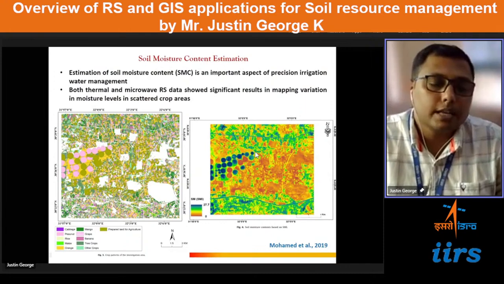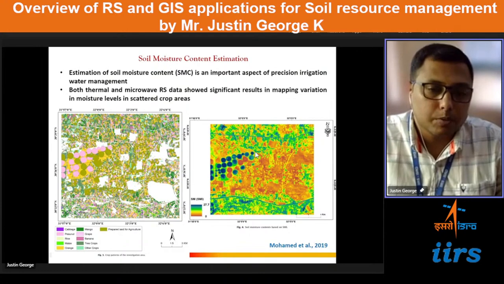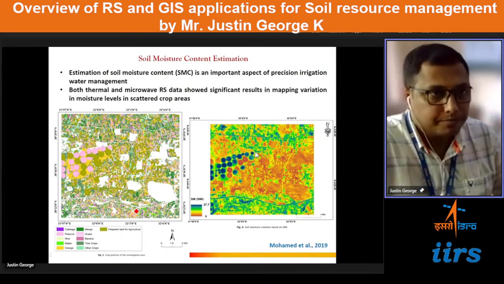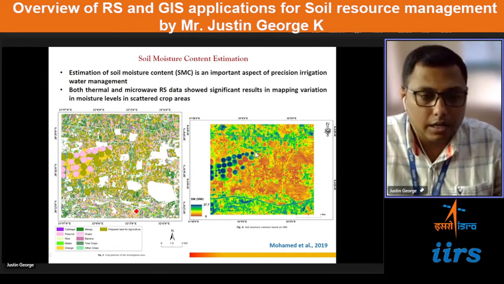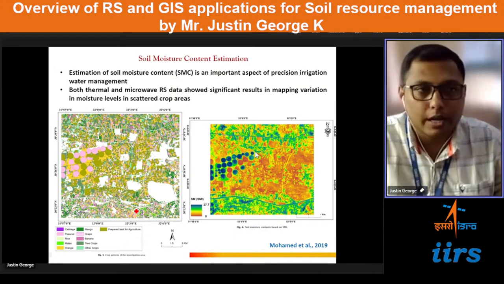Similarly, another important aspect of remote sensing, GIS or geospatial technology with respect to agriculture and soils is soil moisture content estimation. I'm not going into the detail of all these things. The estimation of soil moisture content is a very important aspect of precision irrigation, water management, or regional planning related to crop yield production, crop yield modeling, and other things.